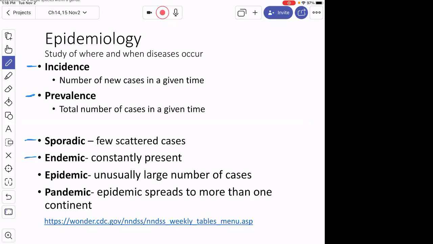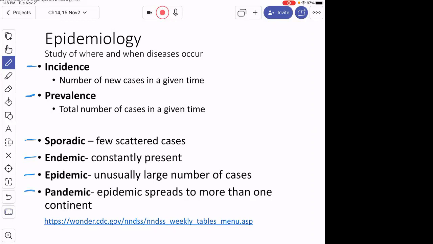An infection that's endemic means that it's constantly present. So every year, we have flu, we have colds, we have strep throat. We're constantly going to have them. They may fluctuate with the season up and down a little bit, but they're always with us. An infection that's epidemic, we're getting an unusually large number of cases. And then a pandemic is an epidemic in one or more continents.